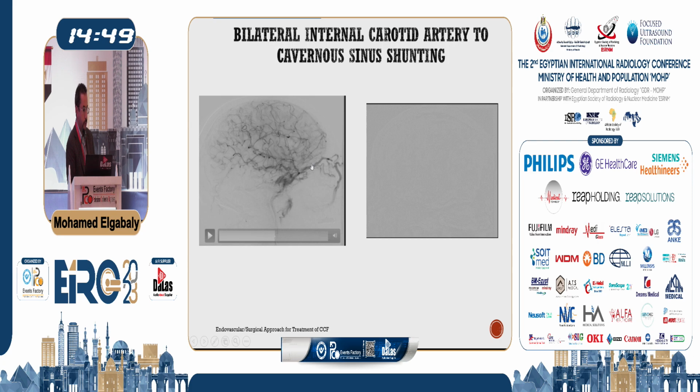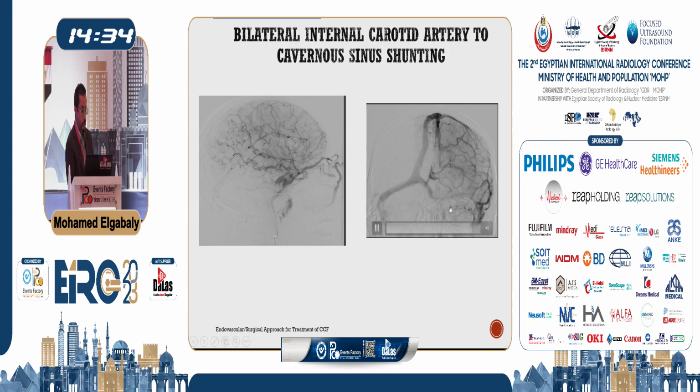Here with retrograde flow, and this was promising for access. Now, this is the other side, and you can see there's also contralateral supply from the contralateral left internal carotid artery supplying the right cavernous sinus.